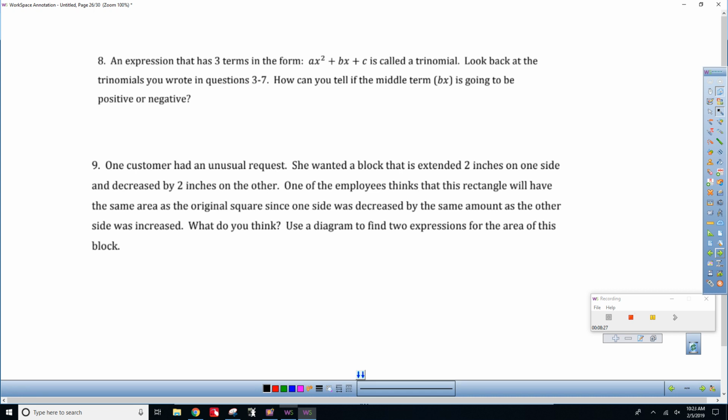An expression that has 3 terms is called a trinomial. You're going to get used to this. This is a very important thing to understand. The A, B, and C are called the coefficients. Okay? Look back at the trinomials you wrote in questions 3 through 7. How can you tell if the middle term is going to be positive or negative?